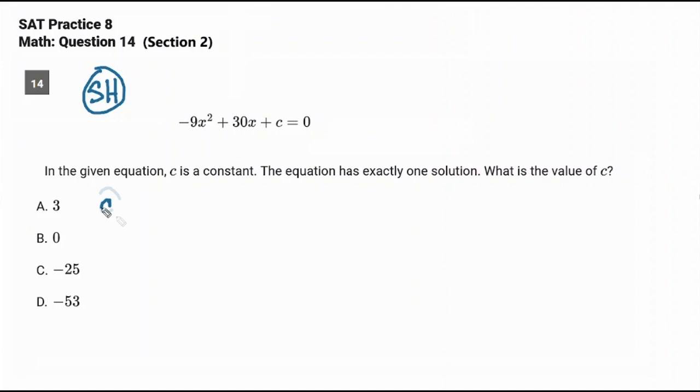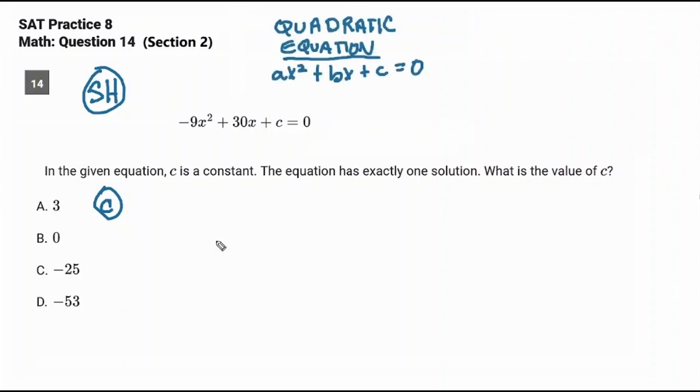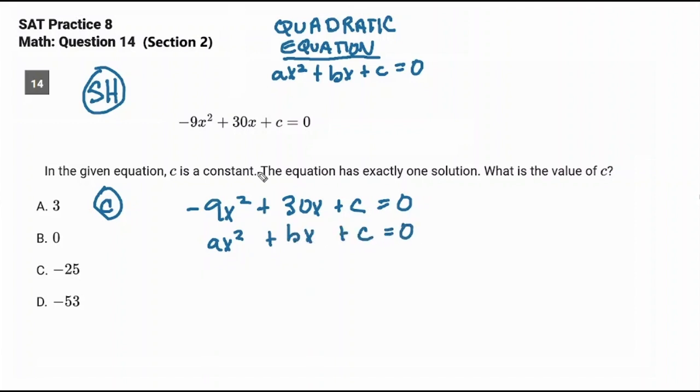So write down what you want. And then you just got to know, or put in your calculator, the quadratic equation. It looks like this. So we're going to start by rewriting the equation that Evil Testing Service gives us. And then, is this equation quadratic? Definitely is. Look. What's A? A is negative 9. What's B? B is 30. What's C? Oh, we don't know.